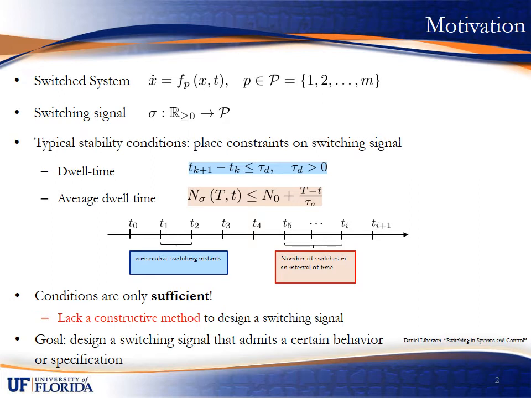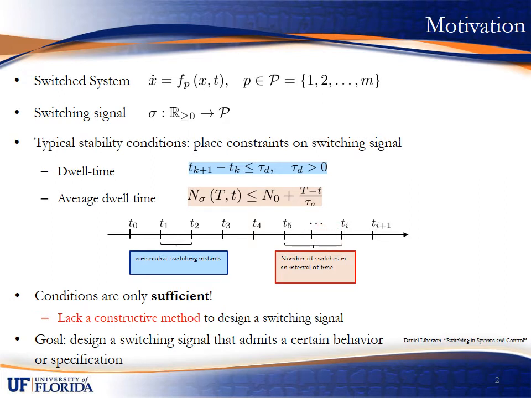A couple of these conditions are shown right here. This first one is a dwell time condition. What a dwell time condition says is that if we look at consecutive switching instances and bound the amount of time that a system is in a particular mode, then we can ensure stability. And if we want to look at an average dwell time, for example, instead we look at an interval of time, and what that says is we bound the number of switches in that interval of time.